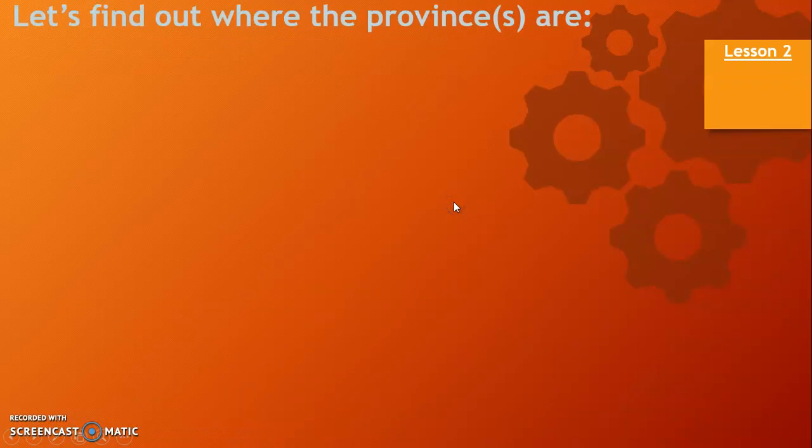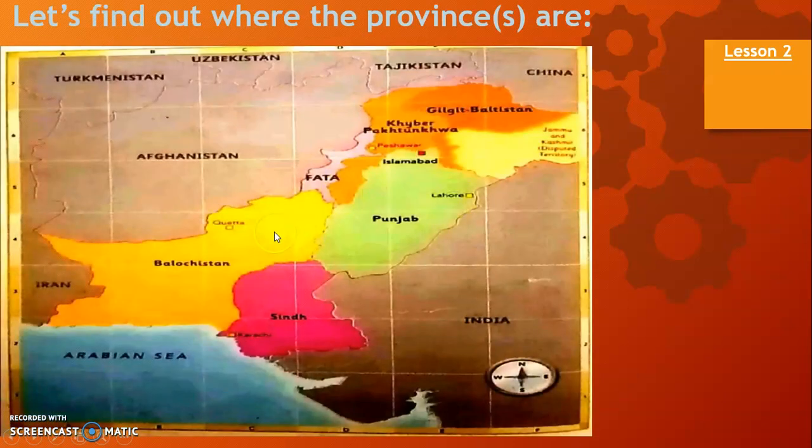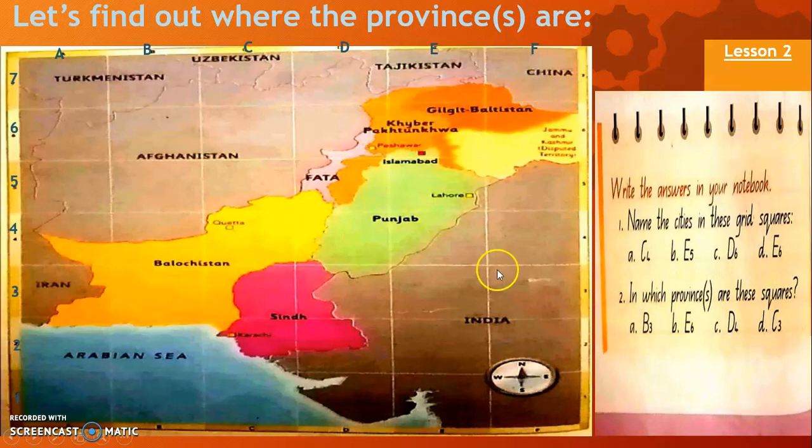Now let's find out where the provinces are. Label the grid vertically and horizontally, as I have explained to you earlier. Now what is the question? In which provinces are these squares? Which squares? B3 square, E6 square, D4 square and C3 square. But before that, we have to find out where the B3 square is.